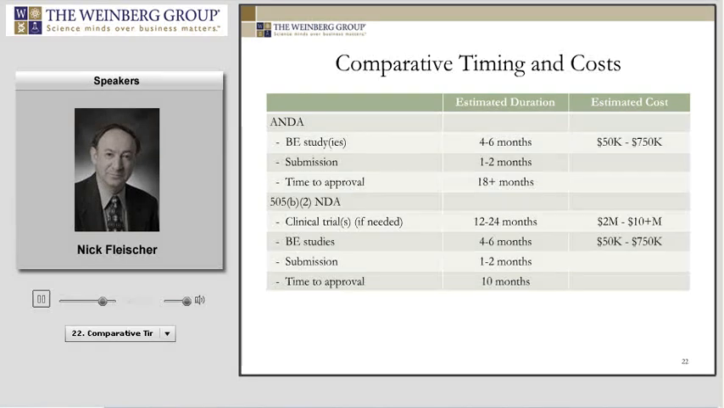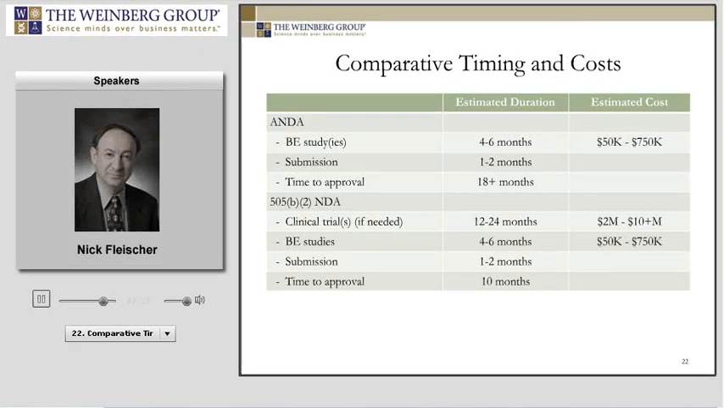And the biggest thing is that because right now there are no user fees in the generic drug world, there is no timeline for when the FDA must take action on an application. And the slide says 18 plus months. We're hearing 24 to 30 months. It's just a long time, an unknown long time for how long an ANDA will take to get approved.